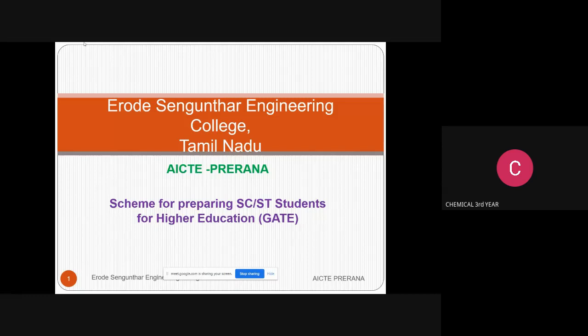Today in this session, specially planned for the AICTE PRERANA stream. Under this stream, we have made this presentation to help the SC/ST students with their higher education preparation, especially for the GATE preparation. We planned this session particularly to help the SC/ST students under the AICTE PRERANA stream.